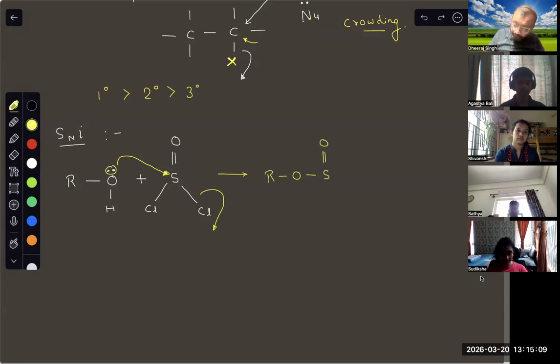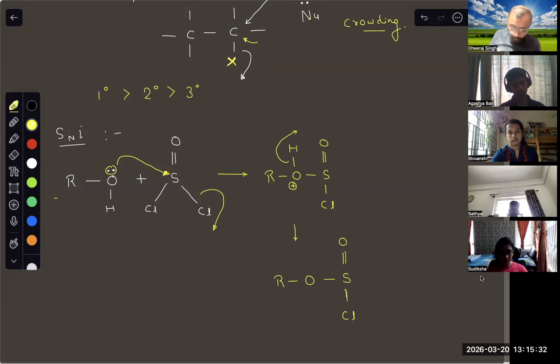ROSOCl. There is H also, so that is why there is a positive charge over here. Then this H will leave. Now, till now, there is no nucleophilic attack on the alcohol. In fact, alcohol was a nucleophile for SOCl2. This lone pair was attacking sulfur. Are you getting it? The lone pair of oxygen was attacking sulfur. So alcohol was a nucleophile till now.